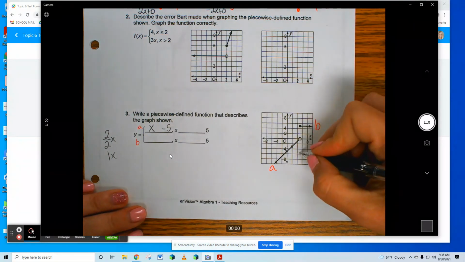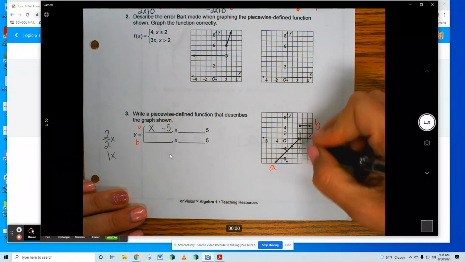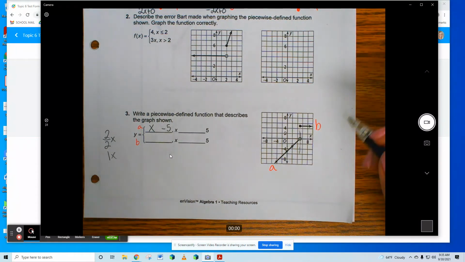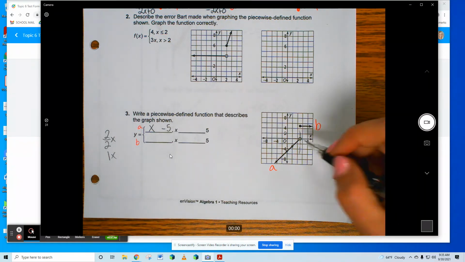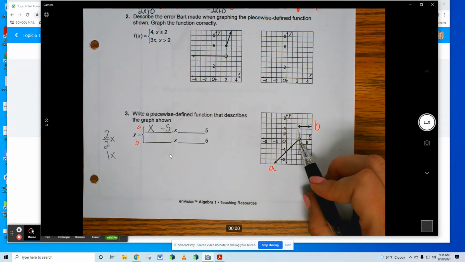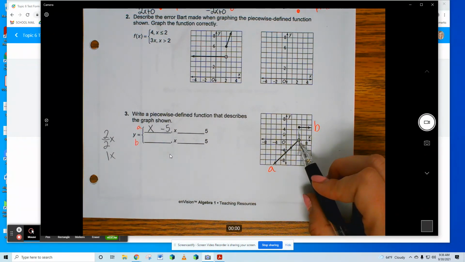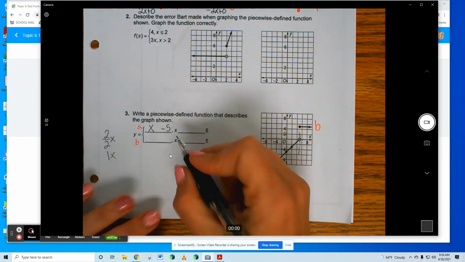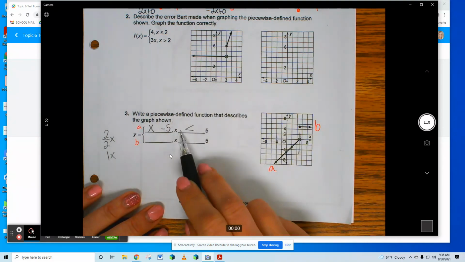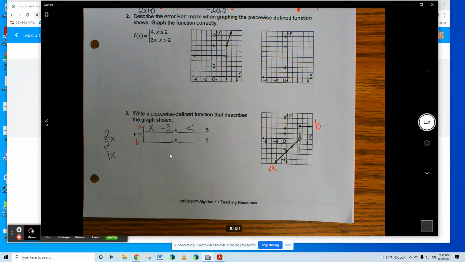And look at where it is. This boundary line. It's at 5. Is it open circle? Open circle. Now, is the line less than or greater than 5? Less than, because it's going to the left. X is less than 5. And I'm done.